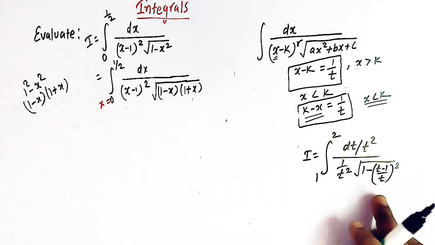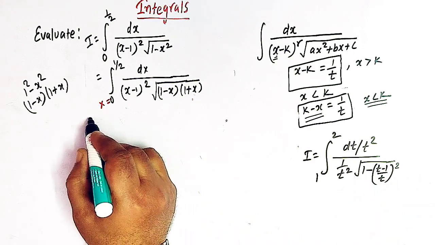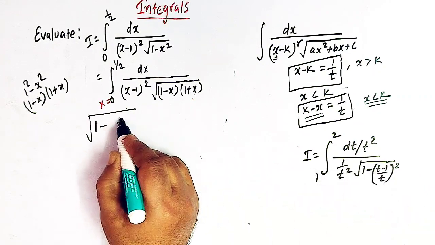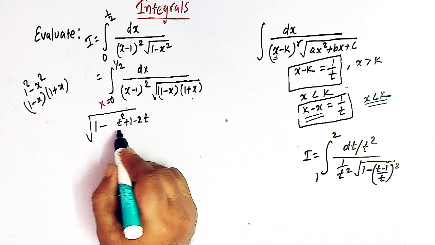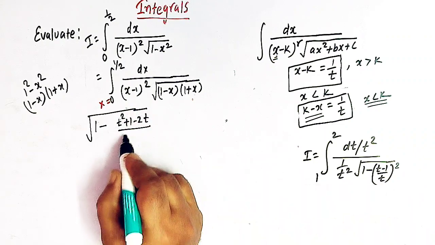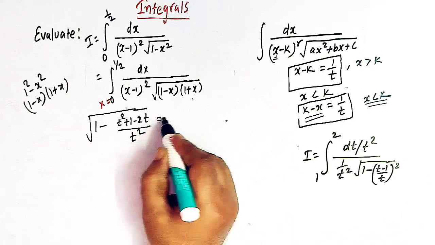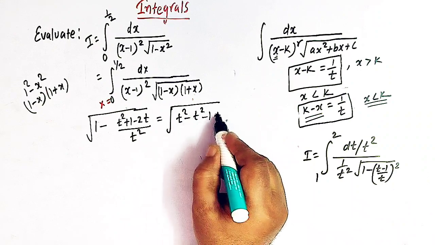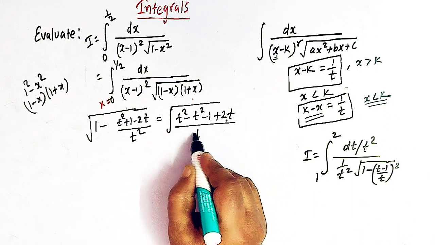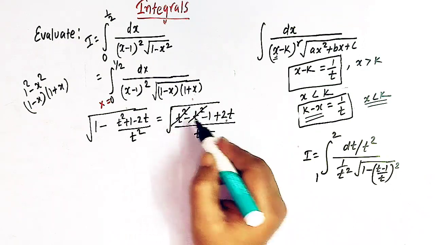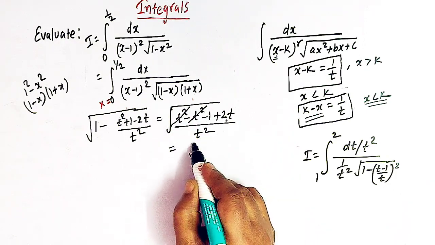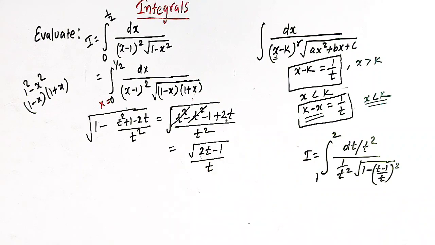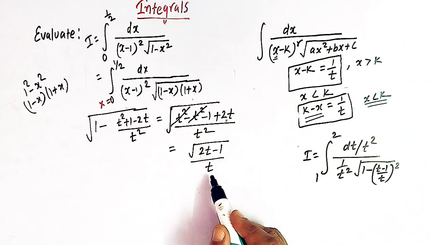So now let us look at this term. So here we have square root of 1 minus (t minus 1) square, which is t square plus 1 minus 2t, and in the denominator we have simply t square. So now we can write it as t square minus t square minus 1 plus 2t over t square, right? So t square gets cancelled, and now we have square root of 2t minus 1 over t, right? Because the square root of t square is t.